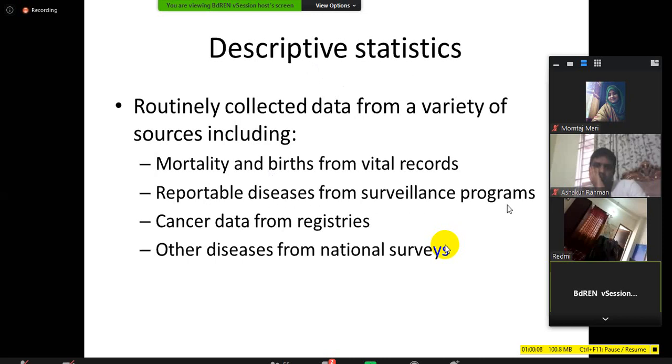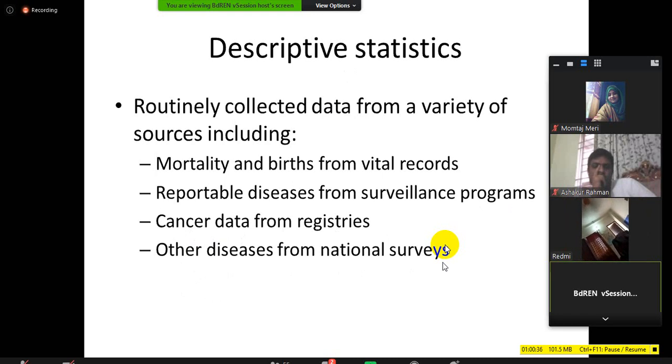Maybe you know some disease should be reported. If someone is getting the infection, like HIV/AIDS, if someone got this infection, that should be reported. This is called a reportable disease. So from that also we will have information about descriptive statistics. I've already said cancer data from registry and other disease from national survey.